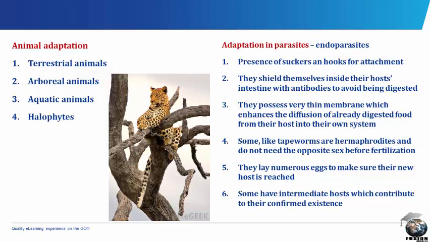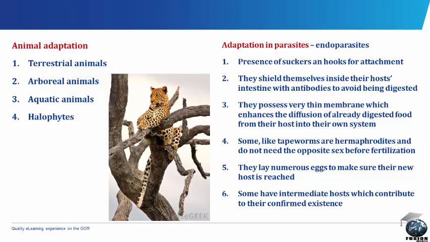Adaptation in parasites, that's the endoparasites. There is the presence of suckers and hooks for attachment. They shield themselves inside their host intestine with anti-enzymes in order to avoid being digested. Some, like the tapeworms, are hermaphrodites and do not need the opposite sex before fertilization. They possess a very thin membrane which enhances the diffusion of already digested food from their host into their own system. Some have intermediate hosts which contribute to their confined existence, and they lay numerous eggs to make sure their new host is reached.